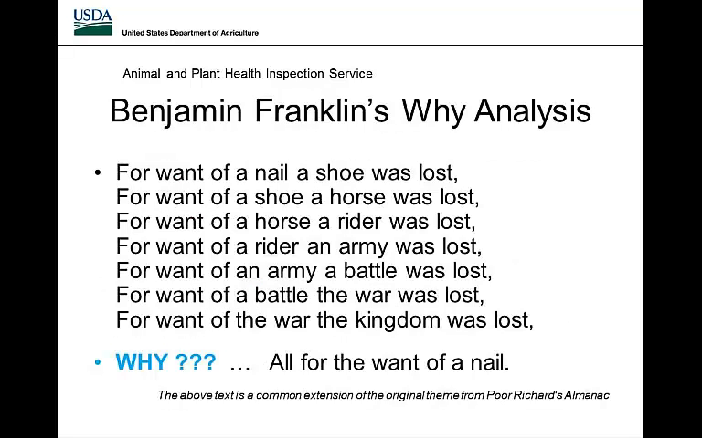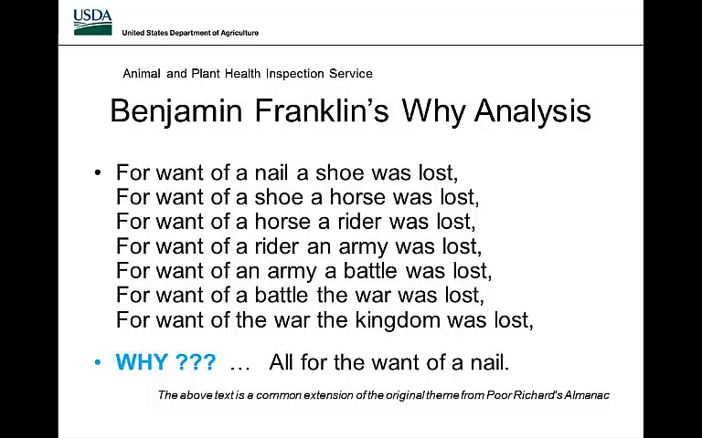Using the analysis of asking why isn't new. Ben Franklin published one in Poor Richard's Almanac. For want of a nail, a shoe was lost. For want of a shoe, a horse was lost. For want of a horse, the rider was lost.